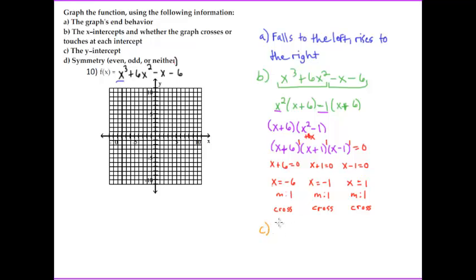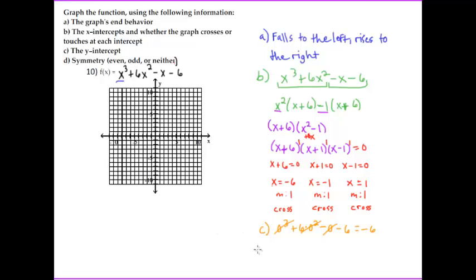Part C, to find the y-intercept, you put a 0 where x is in your problem, your original problem. You can put it in the factored form, but this is easier because all of this stuff except the -6 goes away. So our y-intercept is -6.